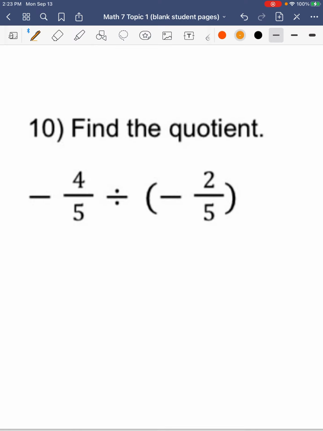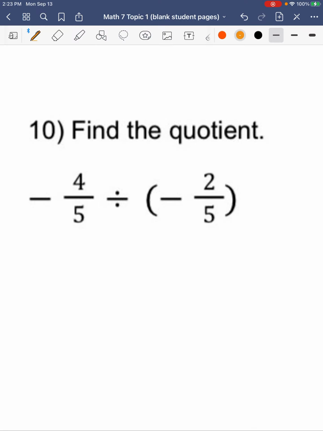Okay, moving on to number 10. Find the quotient. We have negative 4/5 divided by negative 2/5. So what I notice here is that they're both negative. So since they're both negative, I'm kind of just going to forget that those negatives are even there because I know that my answer has to be positive. So we also have two fractions, so we can go ahead and start with keep, change, flip. So I'm going to keep 4/5. I'm going to change division to multiplication, and I'm going to flip this fraction here. So it's going to become 5 over 2.